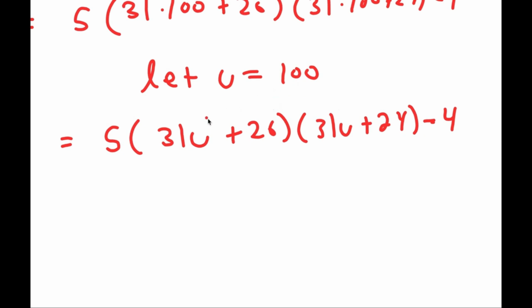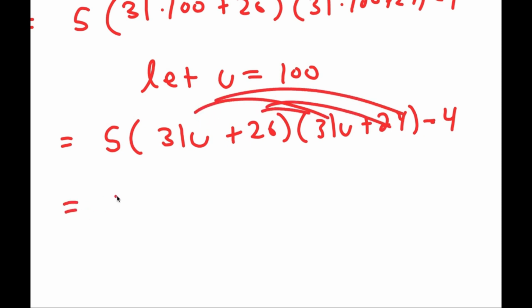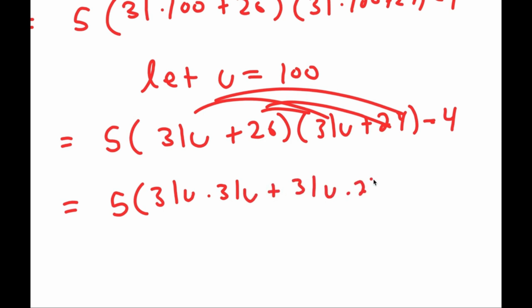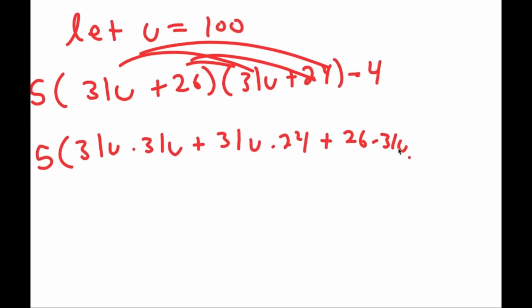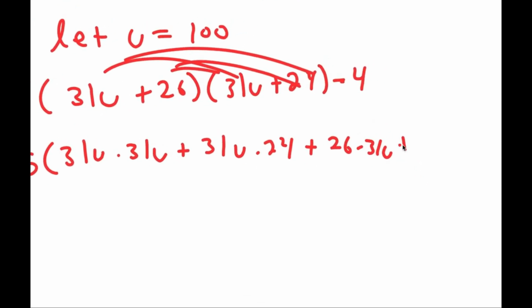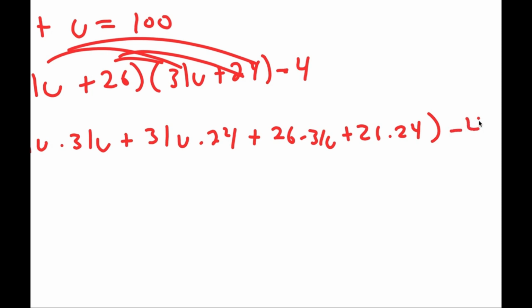So now, if I distribute over here, I get 5 times 31u times 31u plus 31u times 24 plus 26 times 31u plus 26 times 24. And then we have minus 4 at the end.